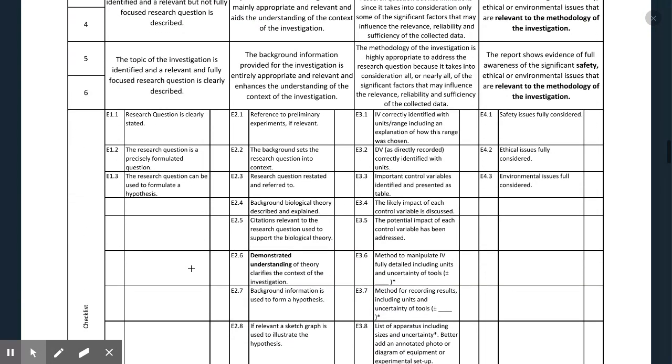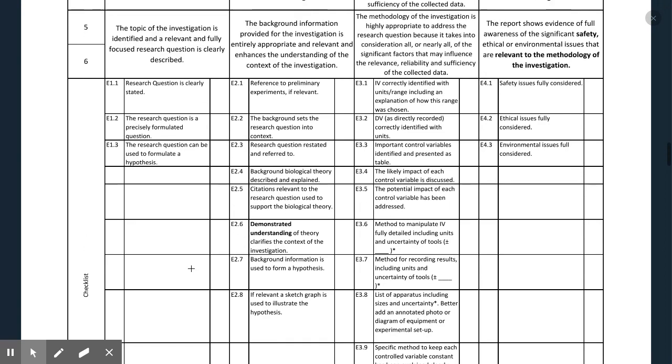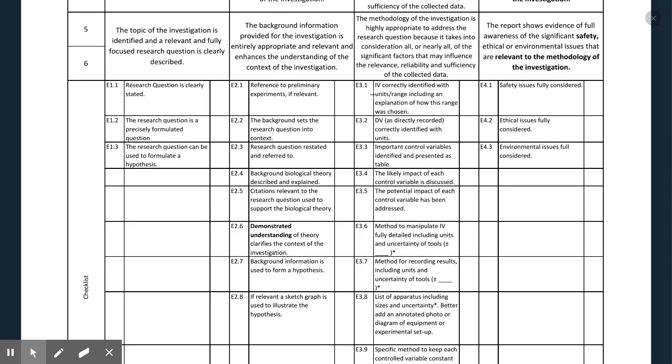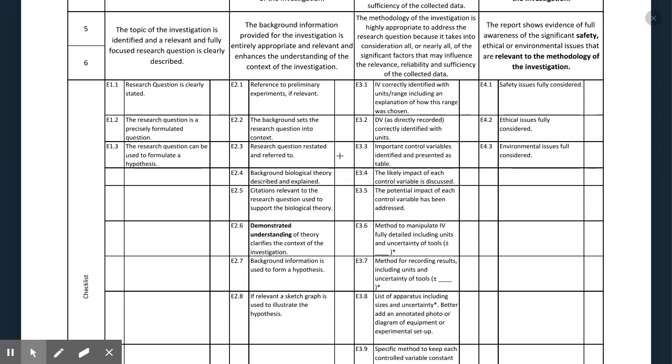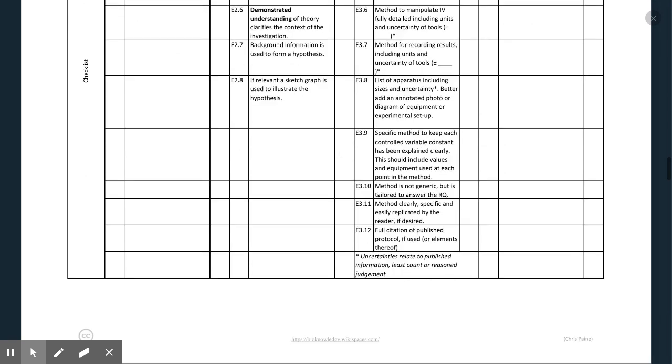A good research question is one that mentions the independent variable and the dependent variable, and it mentions the dependent variable with units. And try to be as specific as you possibly can. So let's try to do one together.